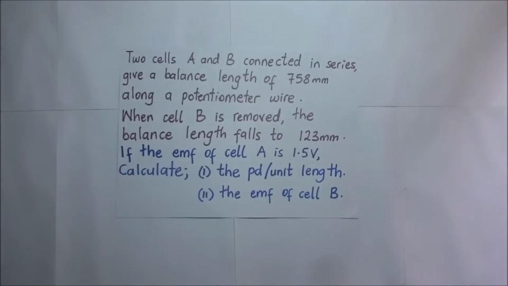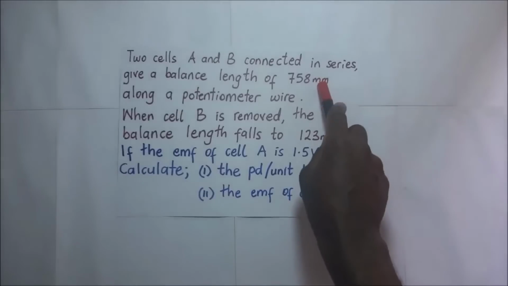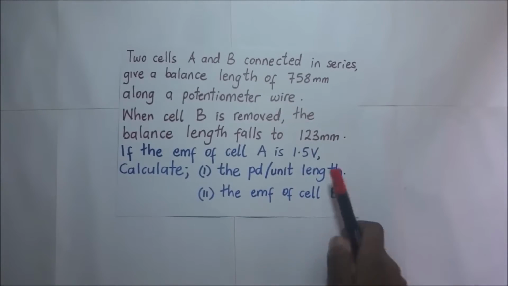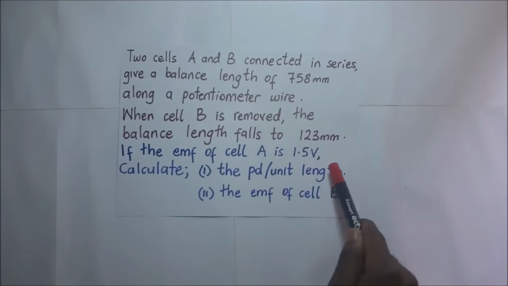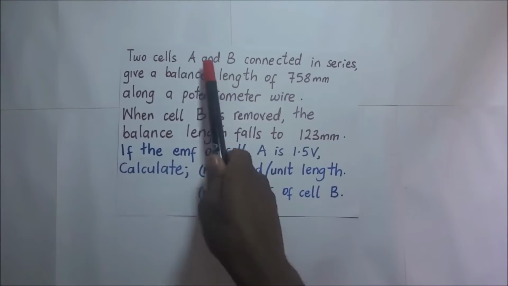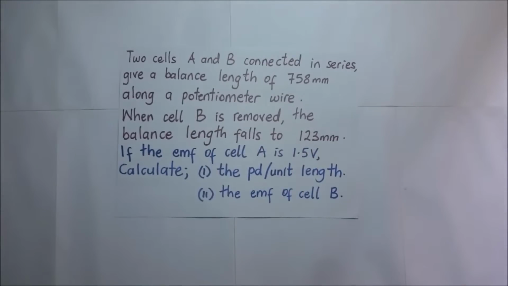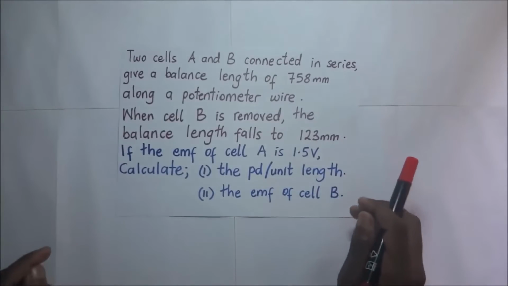So this question says that there are two cells A and B connected in series, and when they are connected in series, they give a balance length of 758 millimeters along a potentiometer wire. When cell B is removed, the balance length will fall to 123 millimeters, and now the question is asking us to find the PD per unit length and the EMF of cell B, and they are telling us that one of the cells being connected in series here, its EMF is 1.5 volts.